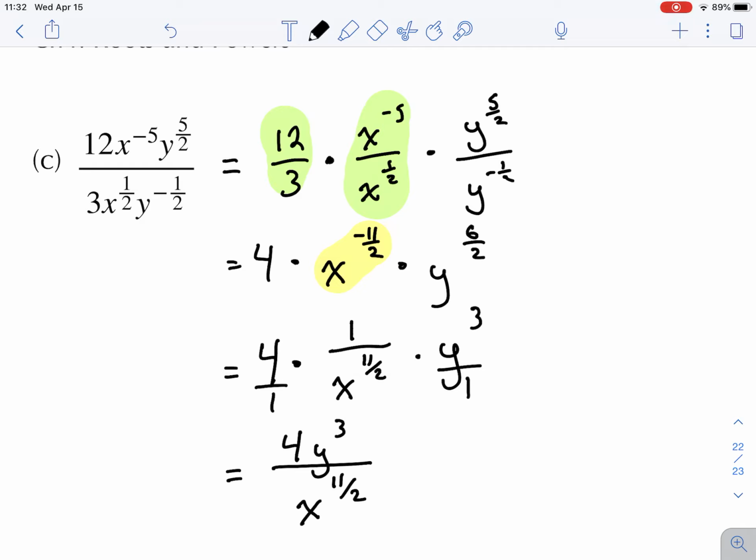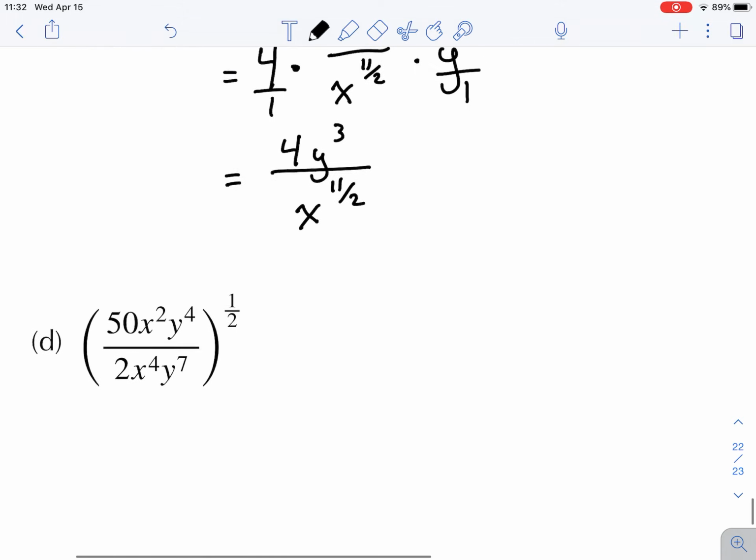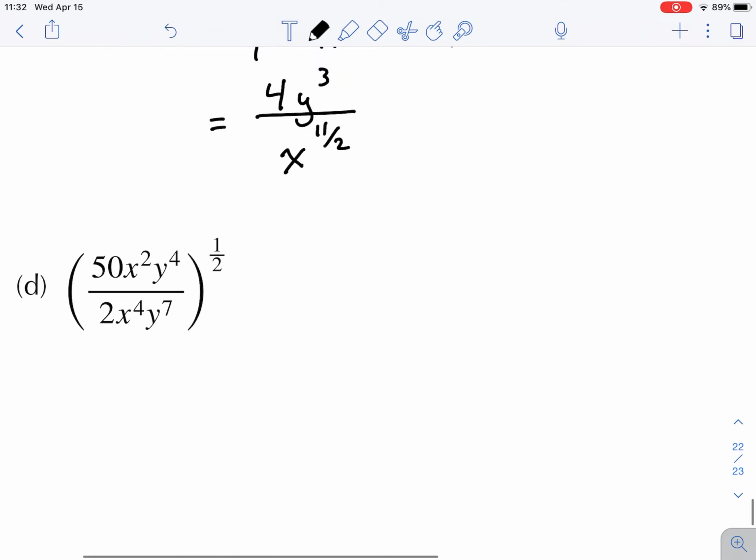In this simplification process, I broke the fractions apart. This next one, I'm not going to break the fractions apart. I'm going to work it all together. All right, so in this one, I want to simplify everything in the parentheses first before I do the power outside the parentheses. All right, so here's how I'm going to do this.